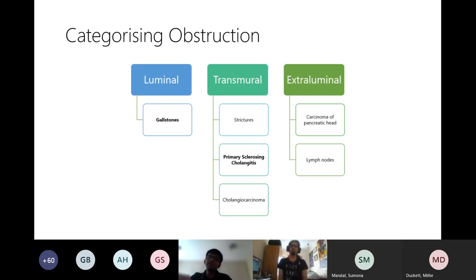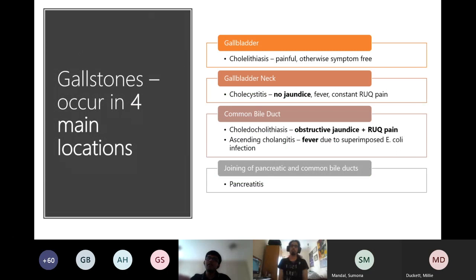I put gallstones and PSC in bold because those are the two we're going to talk about today. Gallstones can occur in four main locations. What are the four locations? I've cheated for two of them. So yeah, they can be in the gallbladder itself, and in another part of the gallbladder. So common bile duct is another one. They can be in the hepatic duct, and they can be in the ampulla of Vater.